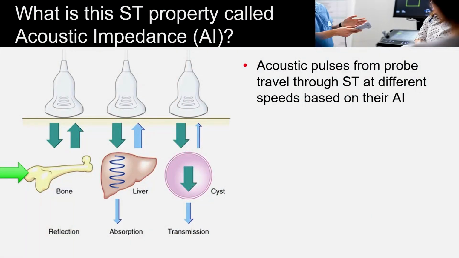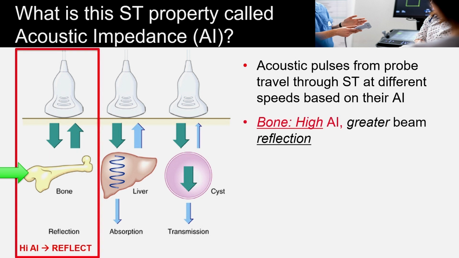When we look at that particular property of sound waves as it relates to soft tissue, there's a very important property that all of our soft tissues have called acoustic impedance. And acoustic impedance is the ability of that soft tissue to interact with that sound wave. So we have 3 transducers at the upper left side. We have 3 different viscera or soft tissue structures down below, namely the bone, the liver, and the cyst. And we're scanning them. So acoustic pulses pass from those probes through the subcutaneous soft tissue into those various 3 tissues.